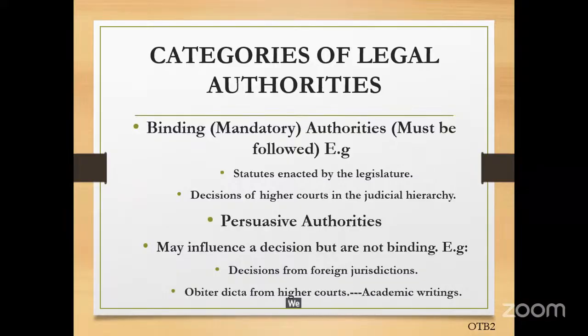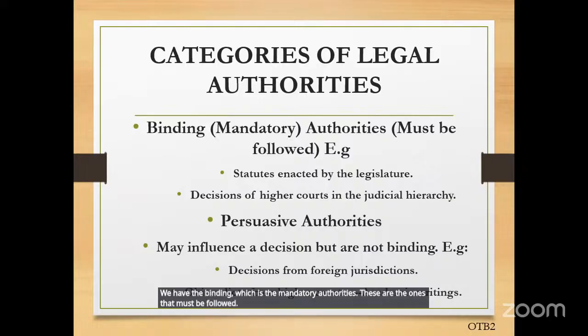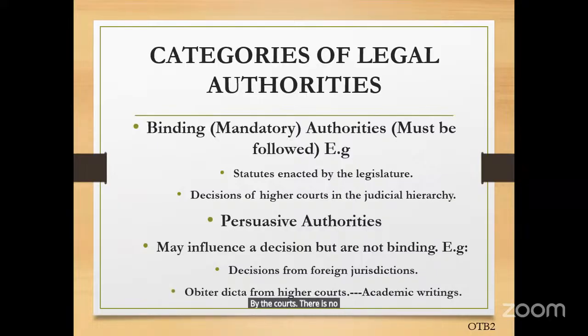Of course, we've dealt extensively with this in our past lectures. So, what are the categories of legal authorities? We have the binding, which is the mandatory authorities. These are the ones that must be followed by the court. There is no room for shifting to the right or to the left. Examples include statutes enacted by the legislature. Just like when you take a section of the Constitution of the Federal Republic of Nigeria on a matter, it is the provision of the Constitution that will prevail because the law is clearly cut out and stated.